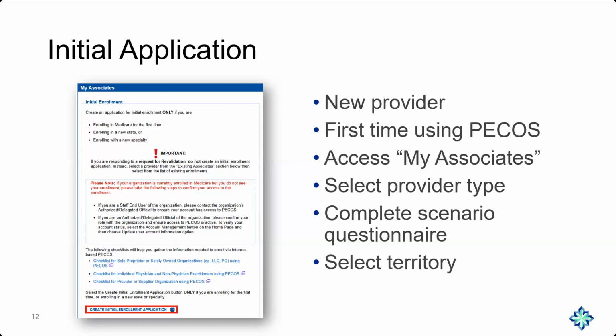If you are trying to get a Michigan PTAN, you need to let us know that so that it goes to the appropriate bucket, if you will, inside PECOS for us as a MAC to process that.